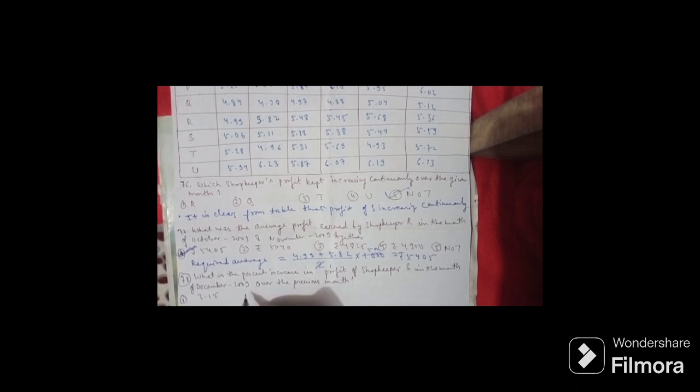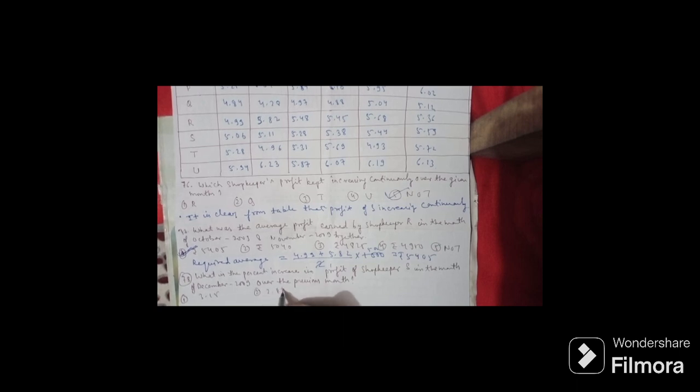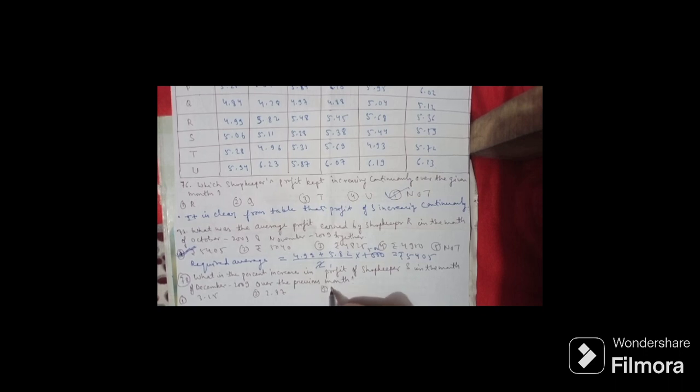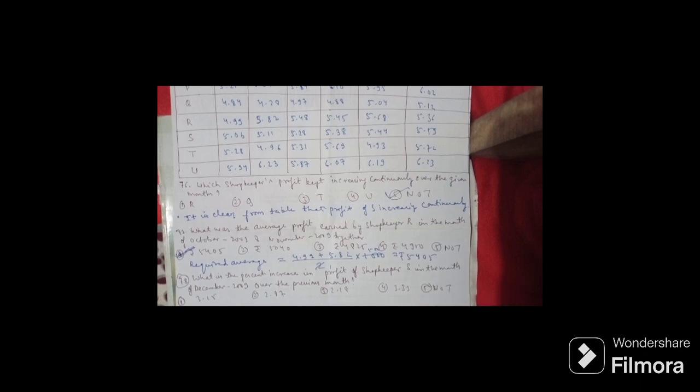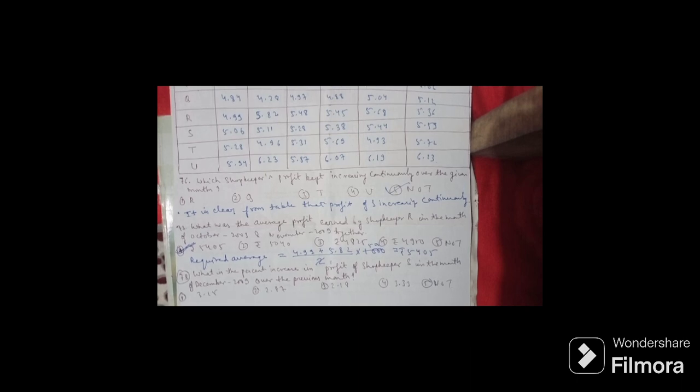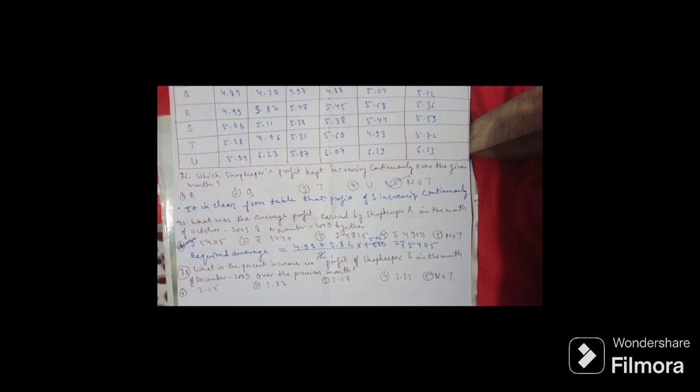3.15, 2.87, 2.18, fourth is 3.33, fifth is none of these. So let's go for it, which is the very important one, and that is what we will have to discuss here. So here we go for it. 78th question, required percentage, we'll figure it out.